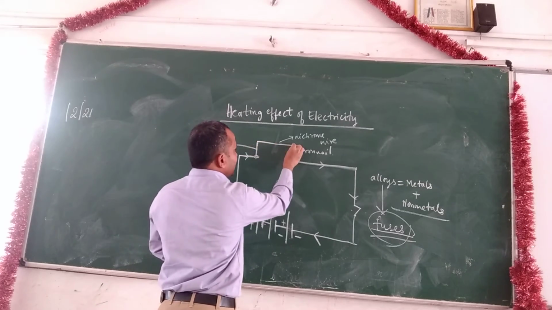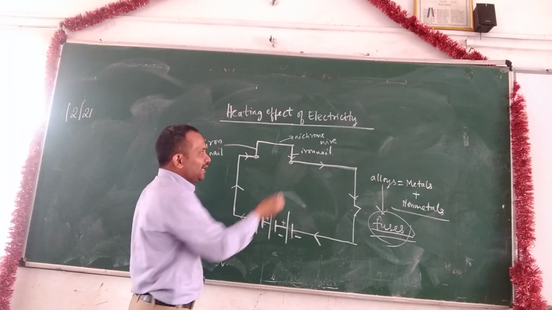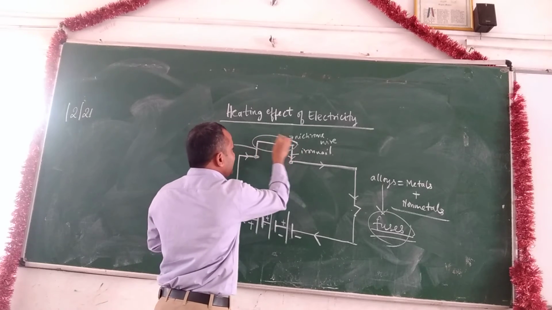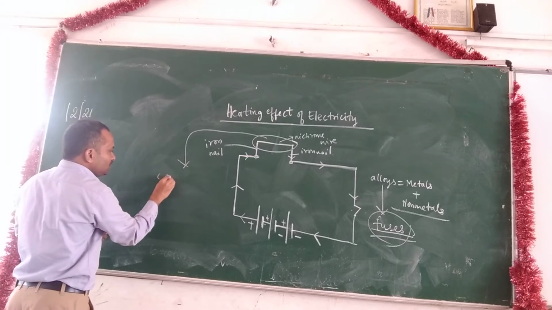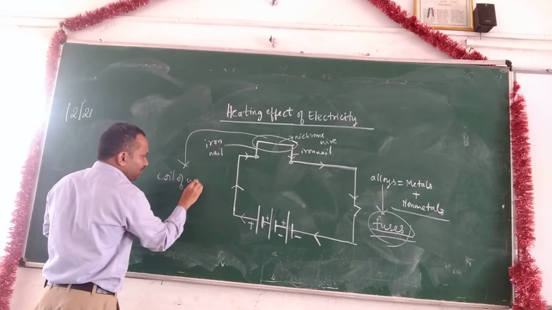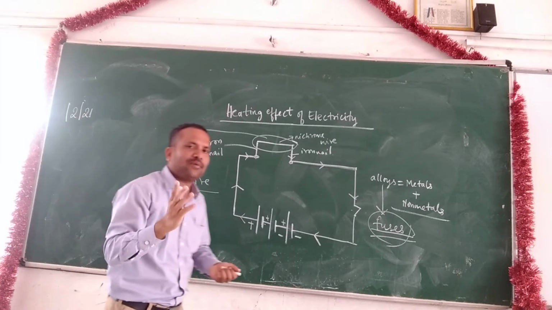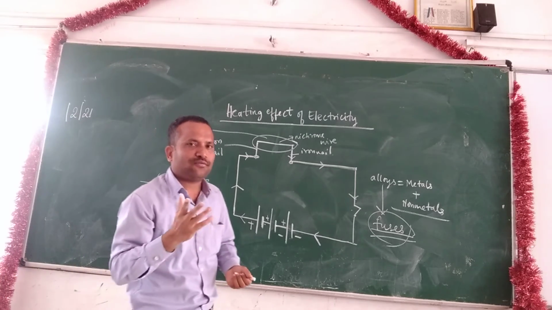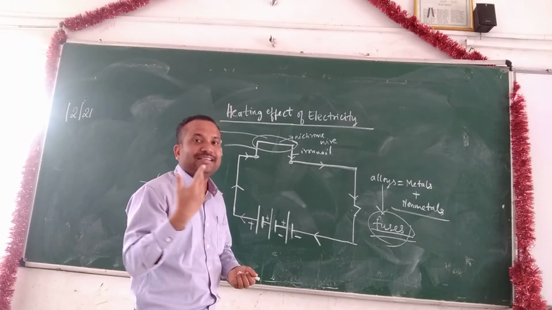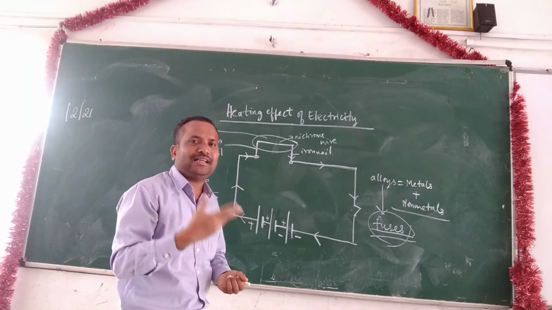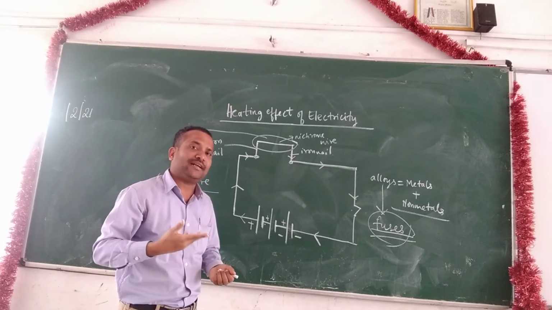Then we were discussing the nichrome wire here, which became very hot. This nichrome wire, we can also call it a coil of wire. Why are we calling it a coil of wire? Because this coil is getting heated up with the help of electricity. The coil is getting heated up. That process we call the heating effect of electricity.